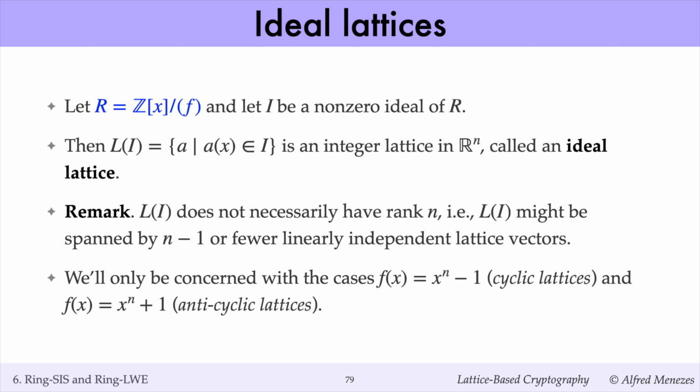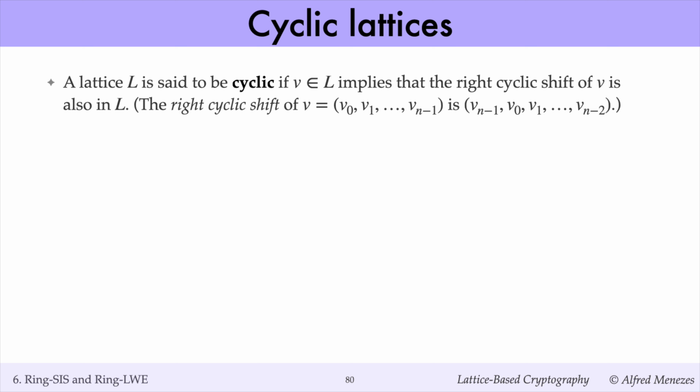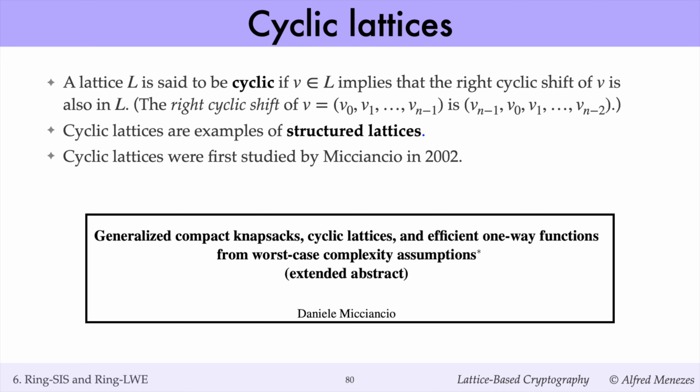In the next few slides, we'll only be concerned with cyclic lattices, where the reduction polynomial is x to the n minus 1. Then, in the remainder of this course, we will study anti-cyclic lattices, where the reduction polynomial is x to the n plus 1. We'll first investigate cyclic lattices. A lattice is cyclic if it is closed under the operation of right cyclic shifts. Cyclic lattices, which are examples of structured lattices, were first studied by Micciancio in 2002.